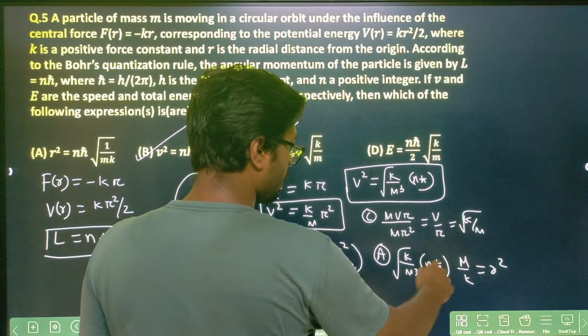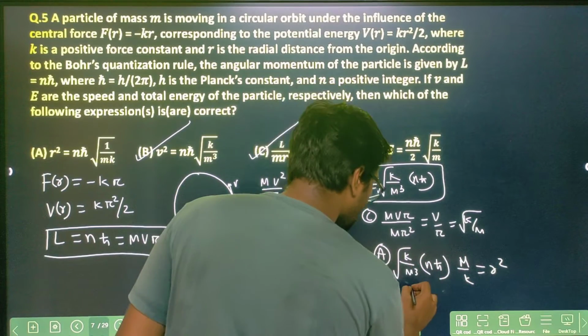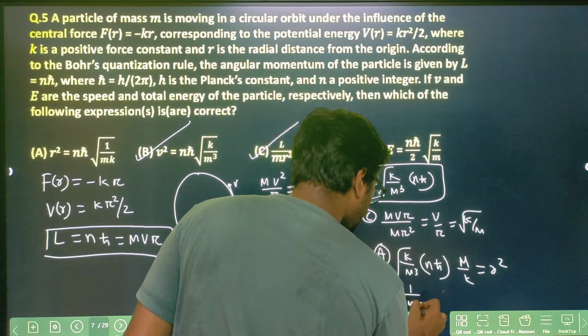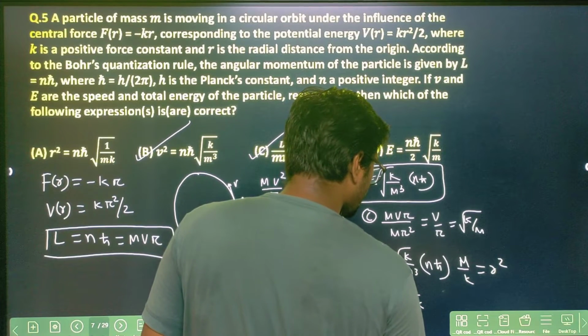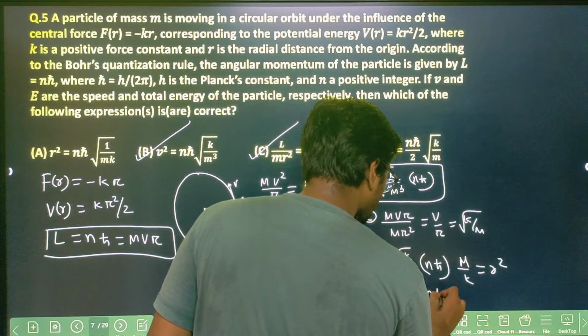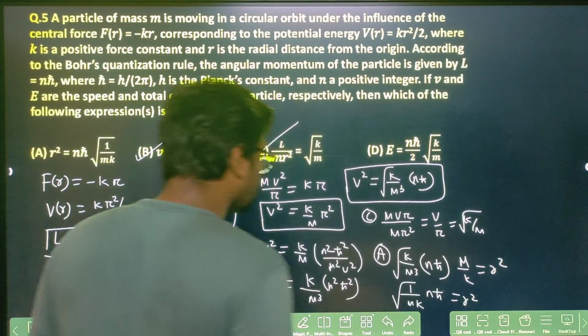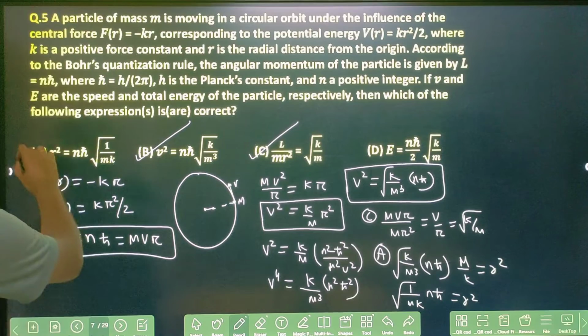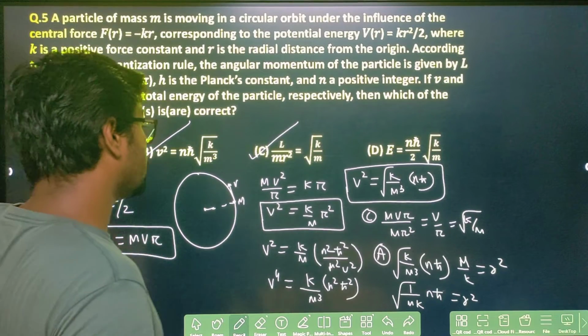So you see here, M, 1M get cancelled out, K will come. So this will be 1 by MK, right? 1 by MK root over NH cross is equal to R square. So check here, yeah, this will also be correct. Now the last option is D.